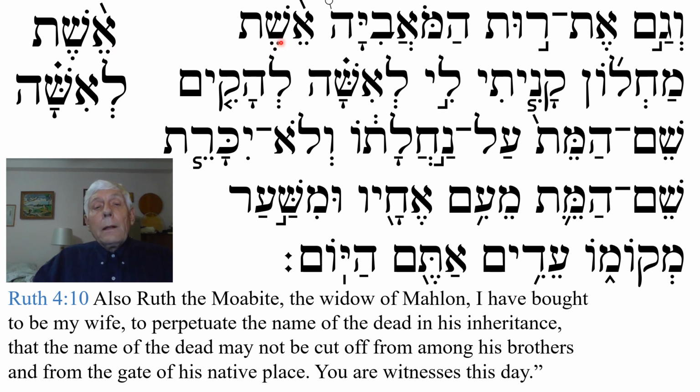That's a construct form. Like I said, the previous one was Eshet Hamet, woman of, or wife of, the dead person, the widow. And here it's the wife of Ma'alon, defining who it is. Constructs are used to define people, persons or things. So Ma'alon, kanati li leisha, to be a wife, to be a woman, to be a wife, in order to raise up the name of the dead on his inheritance, and the name of the dead will not be cut off. Again, same thing, they repeated this particular phrase right here.